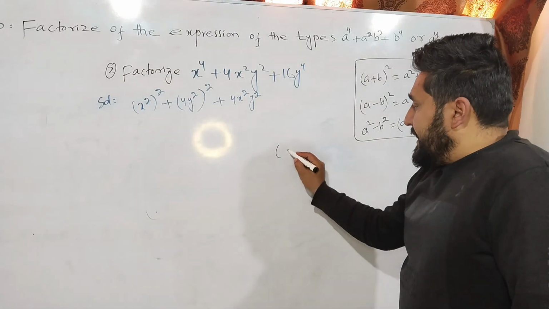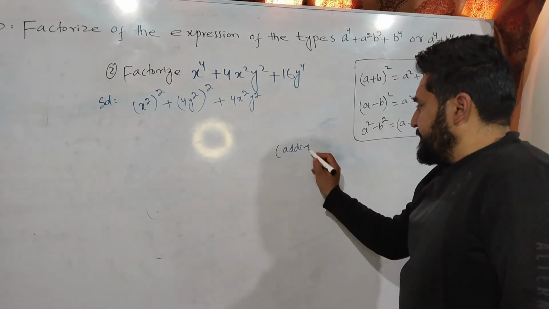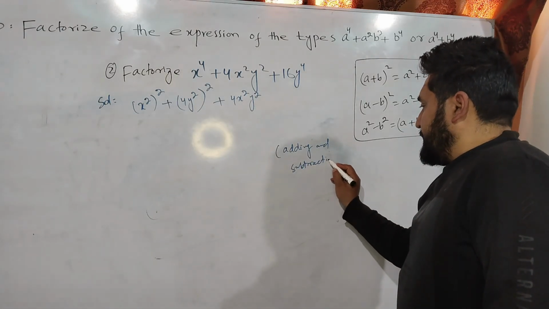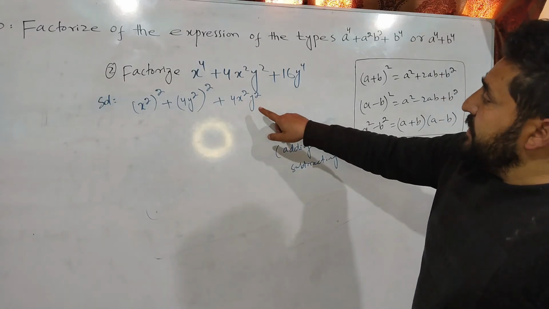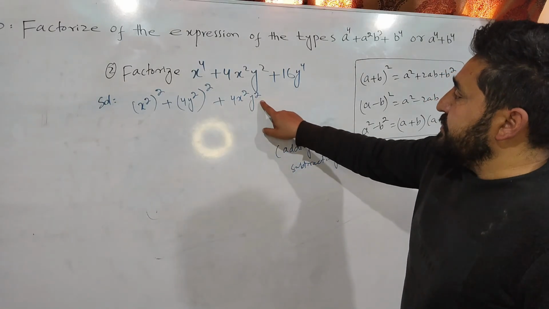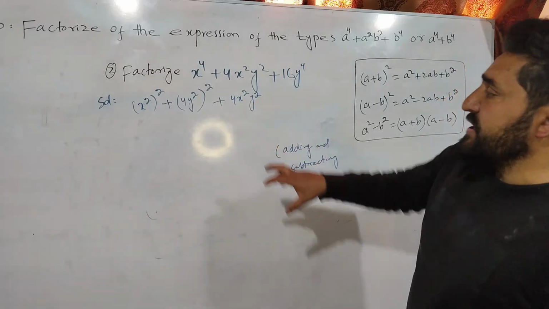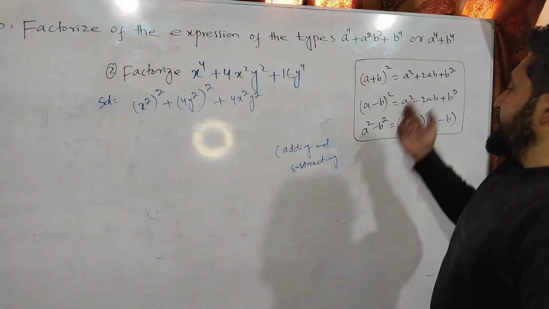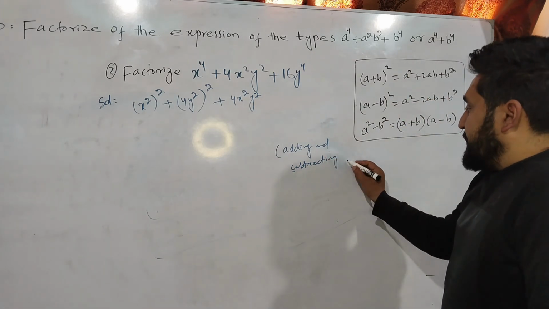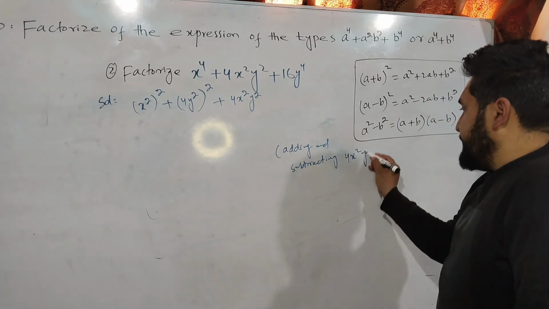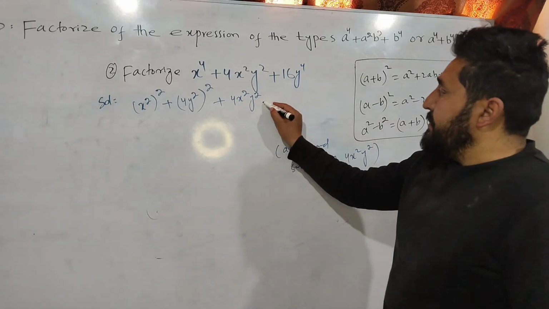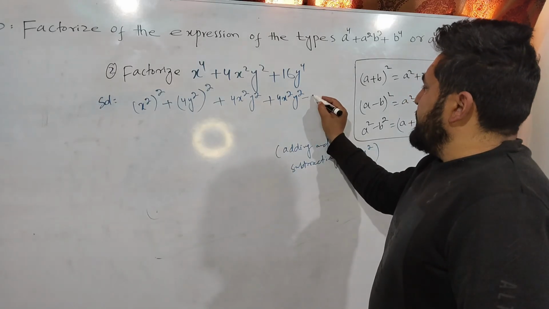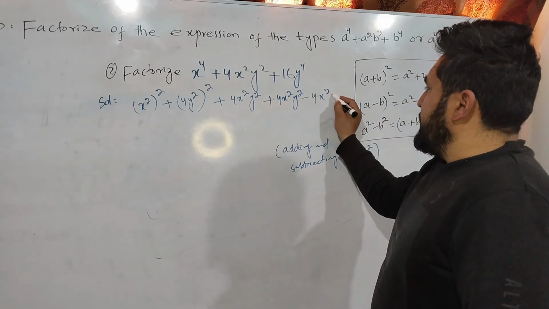So we just add and subtract 4x square y square. If 4x square y square plus 4x square y square is equal to 8x square y square, so we can easily use this identity. So that's why we add and subtract 4x square y square. Now plus 4x square y square. For the balance we also minus 4x square y square.